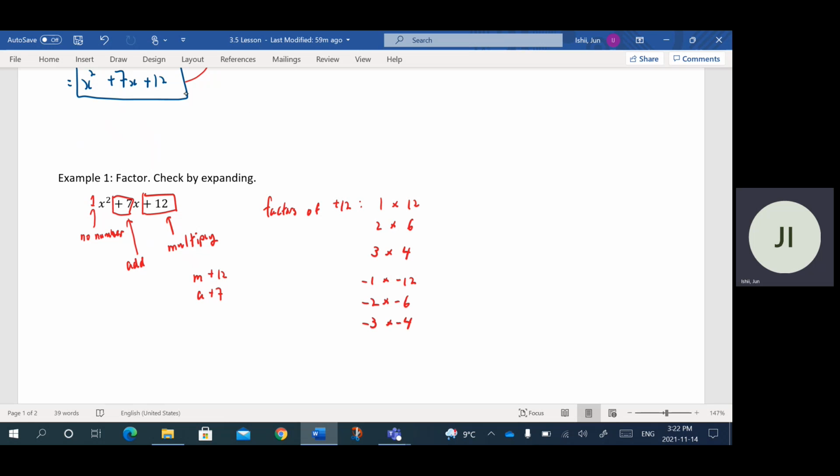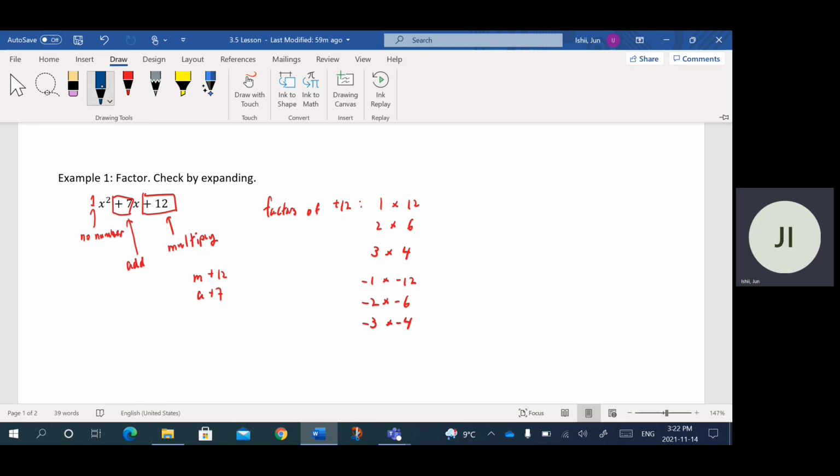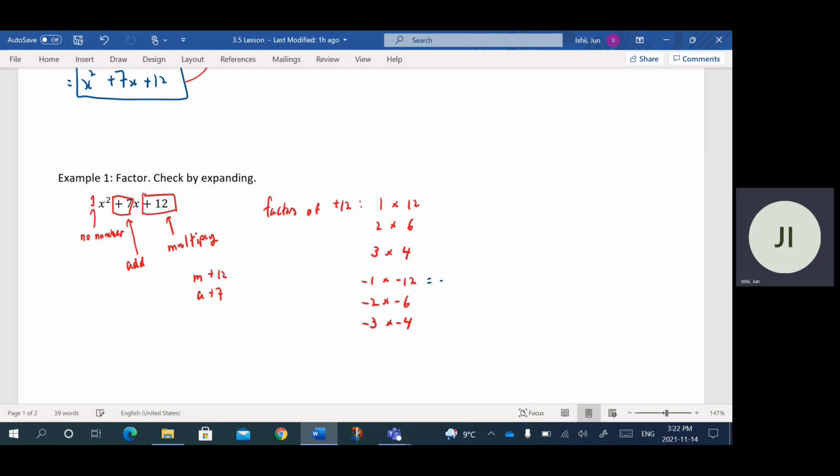So I want the two numbers that multiply to positive 12 and add to positive 7. Since it adds to a positive 7, these three negative sets add to negative 13, negative 8, and negative 7, but we want positive 7. So we can automatically eliminate these ones. Now, positive 1 and positive 12 add to 13. 2 plus 6 is 8. 3 plus 4 is the pair I'm looking for, because this adds to positive 7.